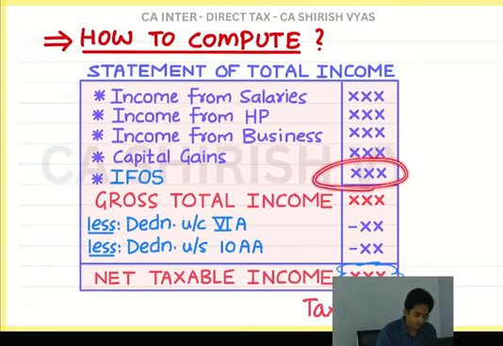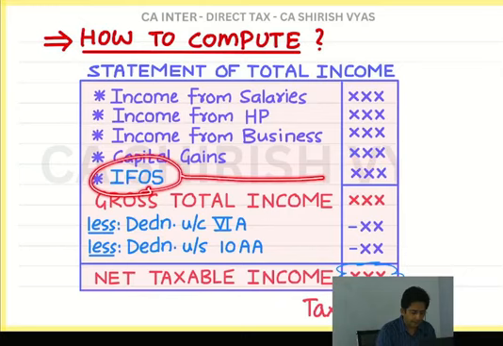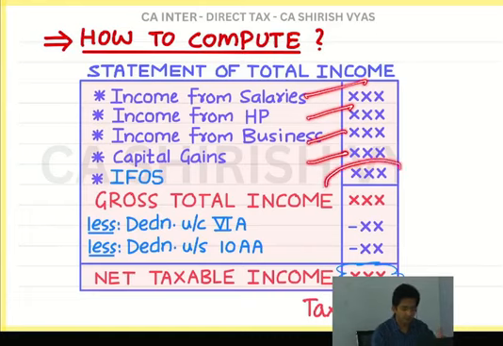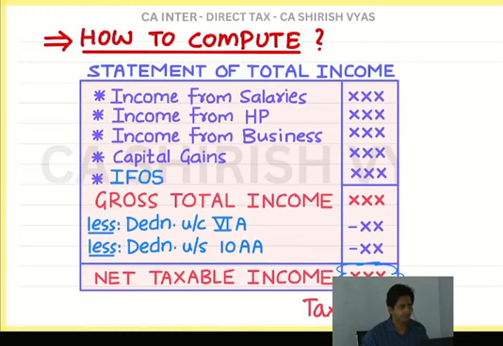And then income from other sources. What is this? IFOS. This is a common short form. I will be saying IFOS. So when I say IFOS, it is income from other sources. And as it says, other means others. Other than the first 4 types of income which I said, all other incomes are called income from other sources. See, actually there are 1,000 ways of earning income. But what the government has done, the main income sources they have listed first, and all the rest of the income they are saying is income from other sources.